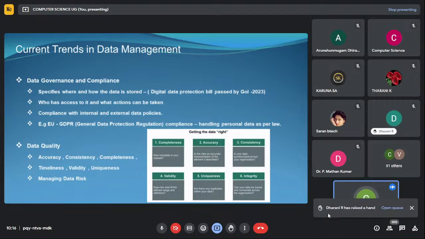Again, the European Union has its own policies like General Data Protection Regulation compliance. How personal data can be handled, who can access it, and the control over the systems is what this whole thing talks about.